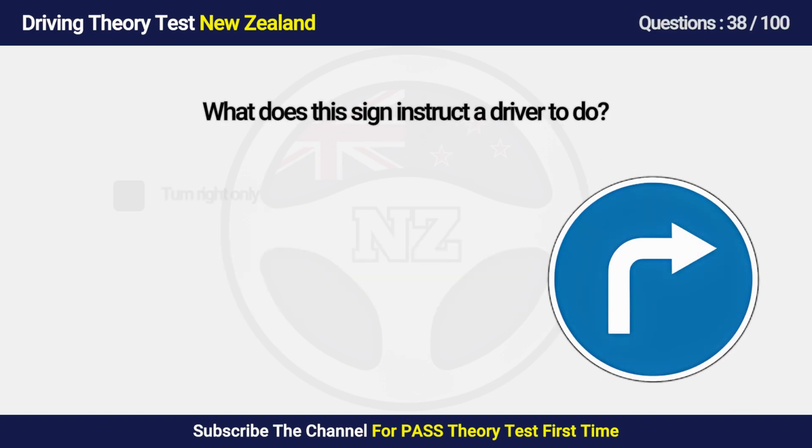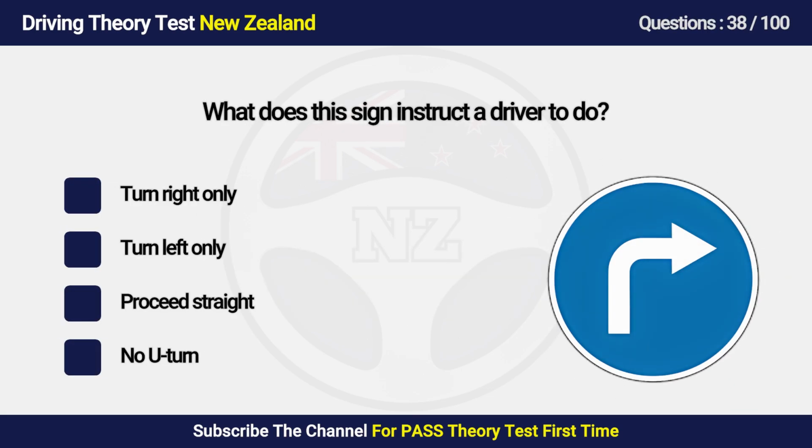Question 38. What does this sign instruct a driver to do? A. Turn right only. B. Turn left only. C. Proceed straight. D. No U-turn.